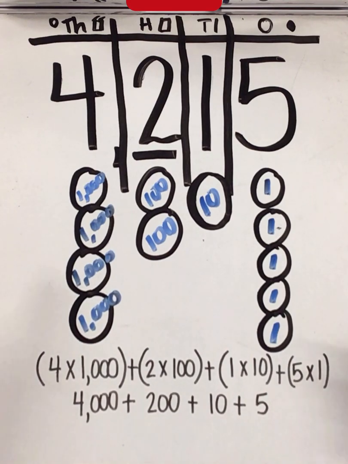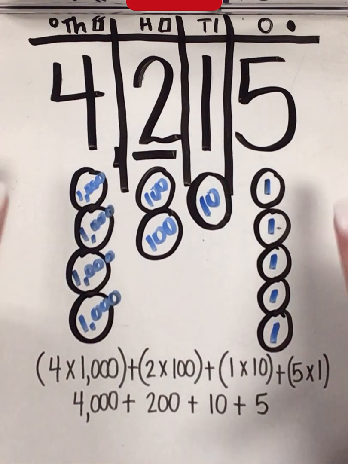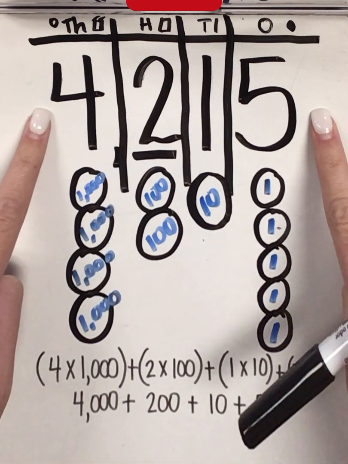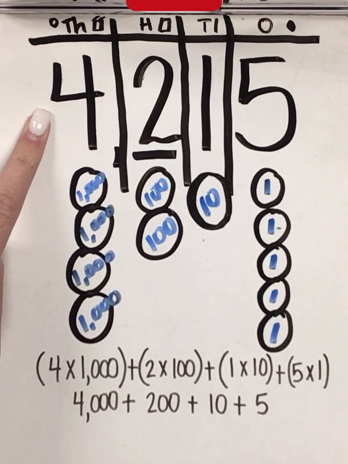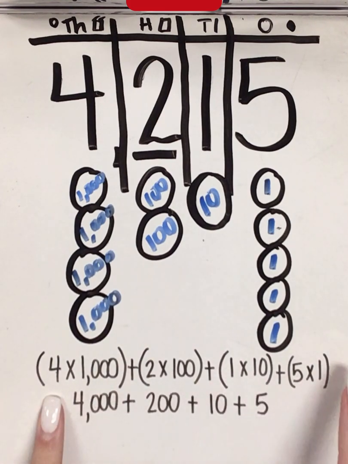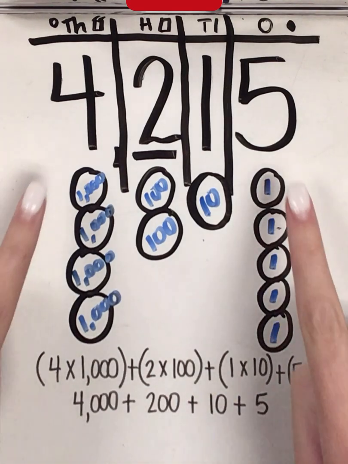Very good. So now looking at this, we have expanded form, expanded notation, our model using our place value disc, and our standard form. So we're going to continue to do some examples together, and then I'm going to have you do some on your own. We're also going to look at turning our expanded form, our expanded notation into standard form.